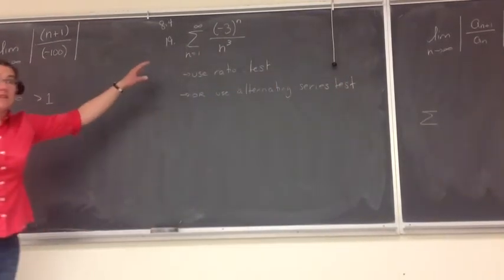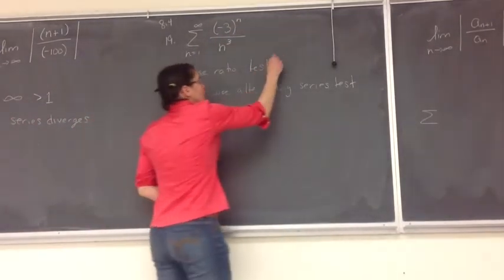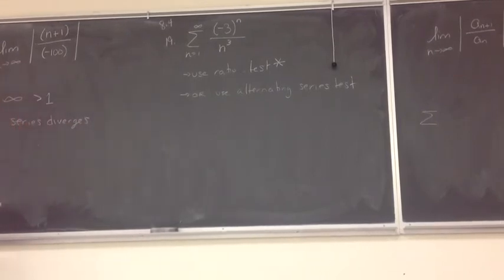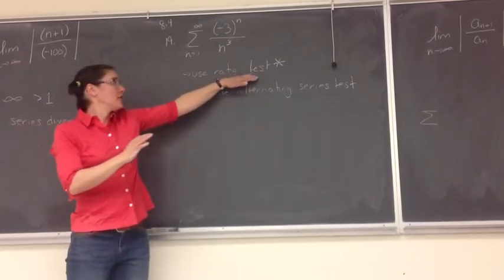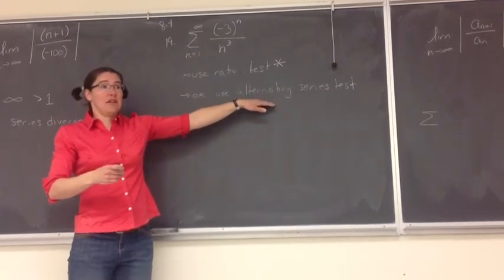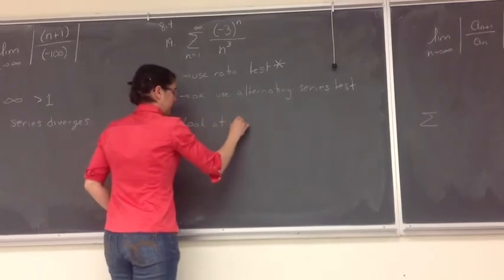When I look at this, because I see an n that's in the power, my first choice is going to be the ratio test, and that's the one I want to use, and that one ended up giving you the answer that matched the book. So we'll leave that one alone, but that is where I would start. But it's also valid to look at the alternating series test. So let's look at that one.